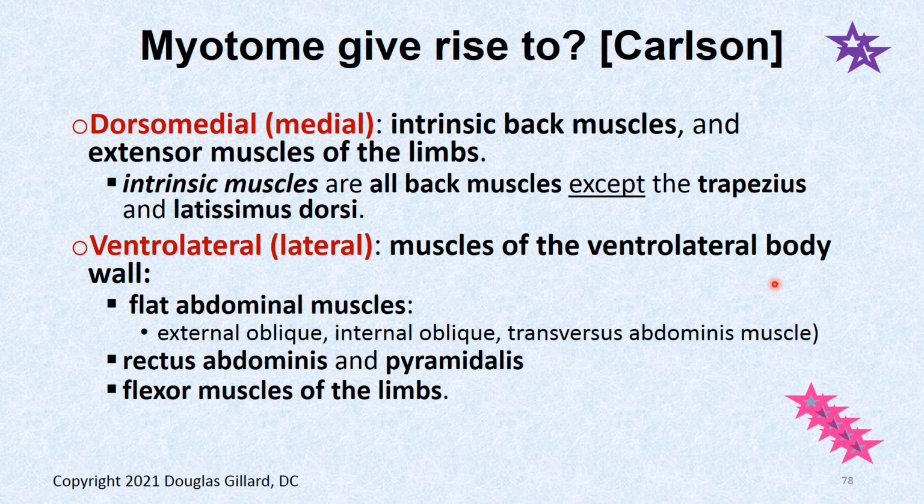The ventrolateral portion of this tissue, it's probably better to just say lateral, because we've got folding going on now. The lateral portion gives rise to the muscles of the ventrolateral body wall. Those are the flat muscles, which you're going to learn next quarter. Who are the flat muscles? Those are the side muscles: the external oblique, internal oblique, and transversus abdominis muscle. It also gives rise to the rectus abdominis, and there's a little baby muscle called pyramidalis. It's usually dissected away. Mama Z always gets rid of that one. But there's some fiber there. It's like a mini rectus abdominis muscle. And then the flexor muscles of the limb are also created by myotome.